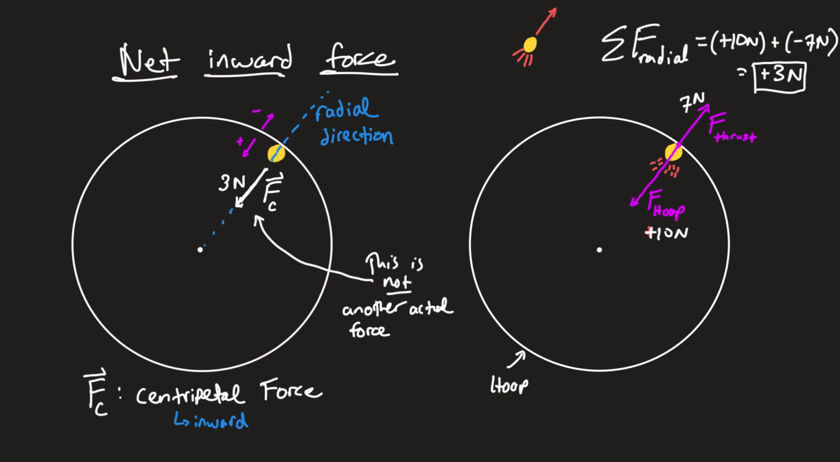Now, you don't have to have just 2. You could have 4, 5, 6. You could have 20 forces exerted on this ball. It's just that you need larger inward forces as a whole than outward forces to get circular motion to occur.